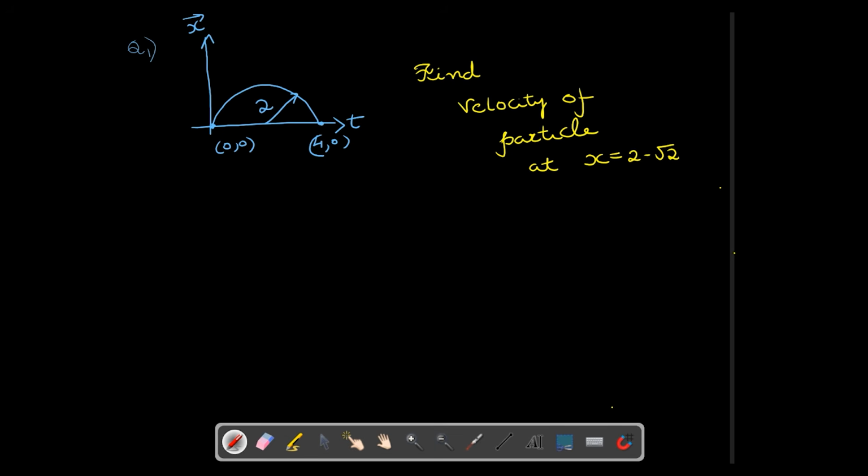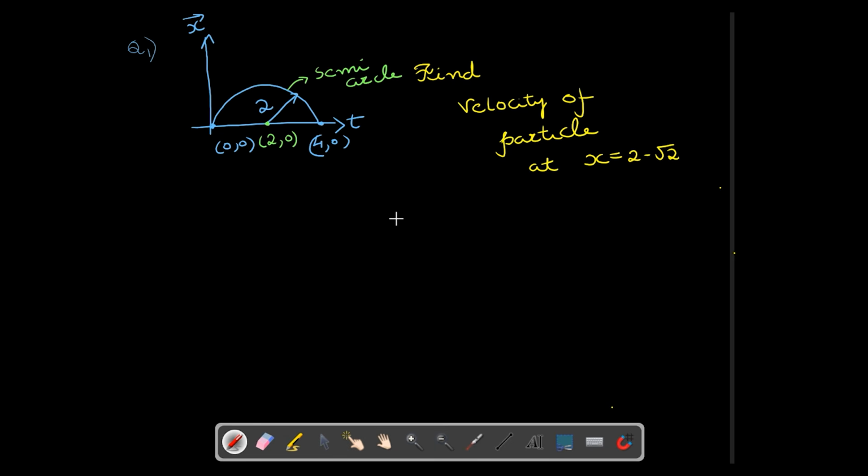By observing this particular question, you should be able to say this is a semicircle, right? First of all, to solve any question on these graphs, we need to have the equation of the graph. So let's say the center of the circle here is (2, 0), of course, right?